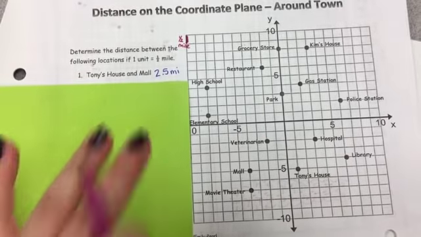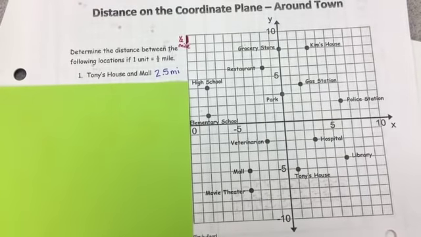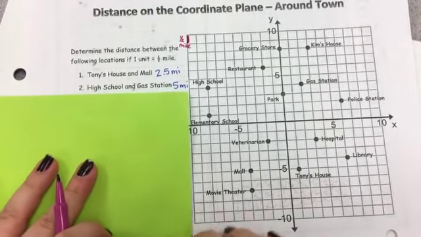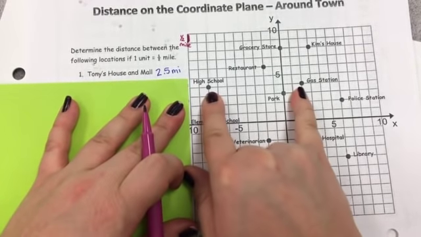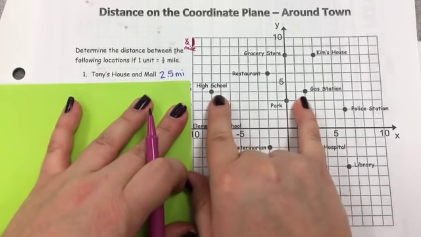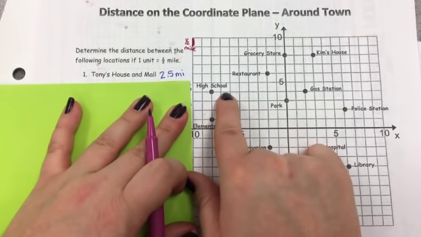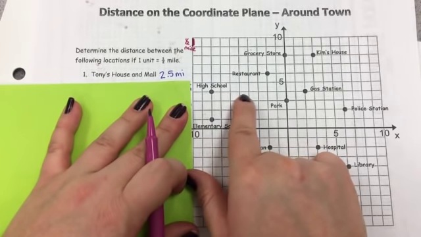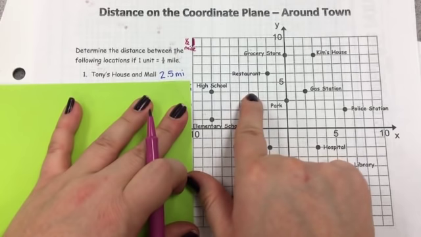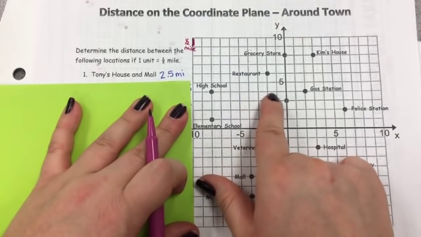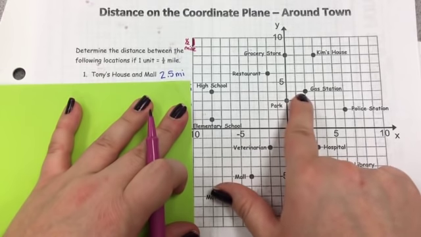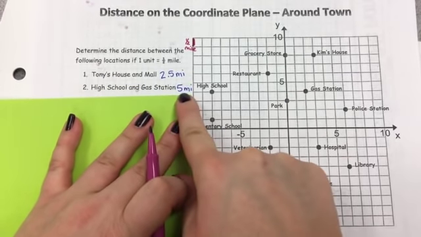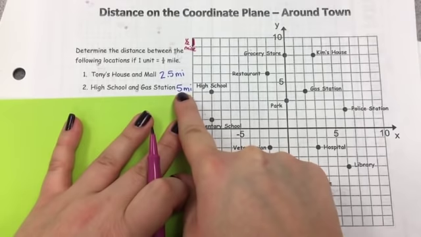The next one that I want to find is the high school to the gas station. So I find the high school and I find the gas station and I count how many grid lines there are. Half a mile, 1 mile, 1.5 miles, 2 miles, 2.5 miles, 3 miles, 3.5 miles, 4 miles, 4.5 miles, 5 miles. So I'm going to go ahead and label that distance as 5 miles.